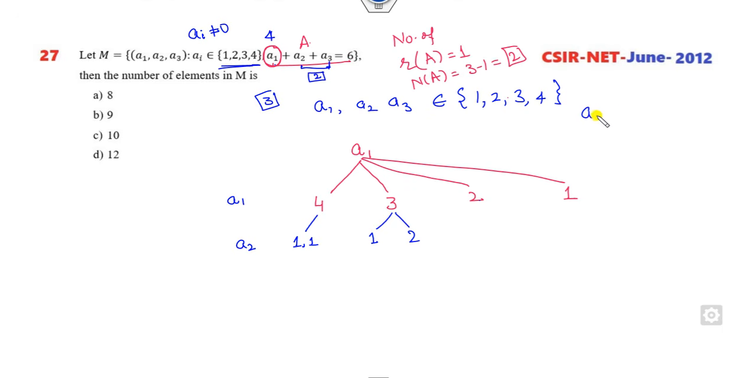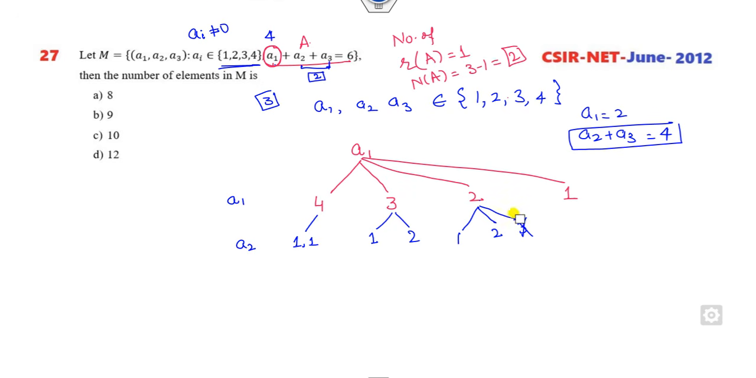If I take A1 as 2, then what are the choices for A2 plus A3? It must be 4. So what are the choices for that? Either you can take A2 as 1, or you can take 2, but you can never take 3. Because if you take 3, what will happen?